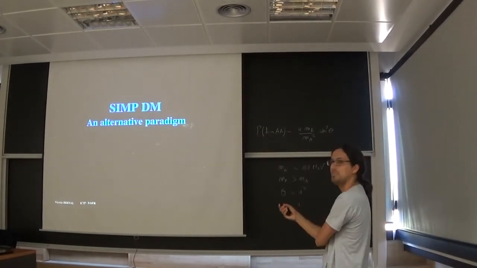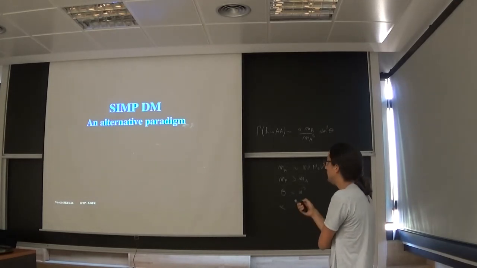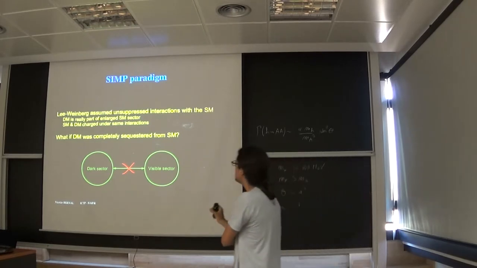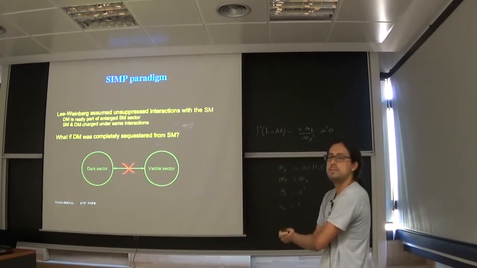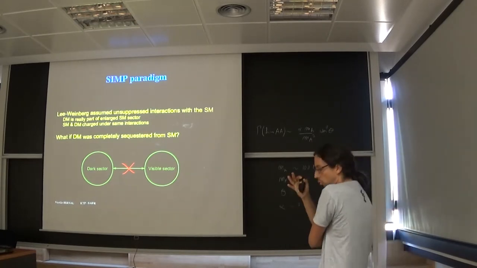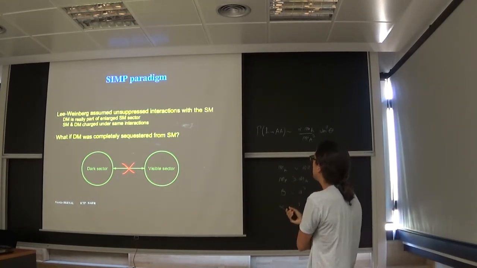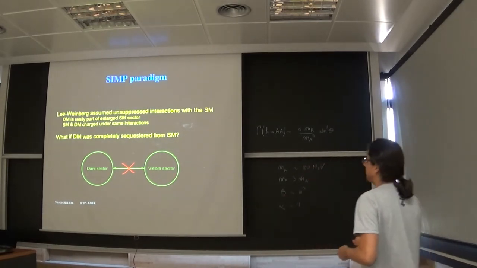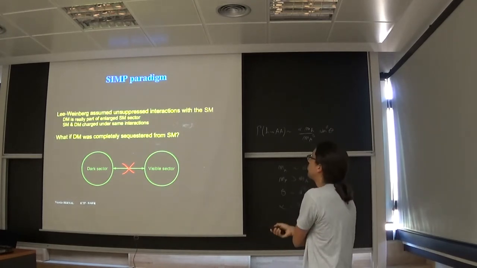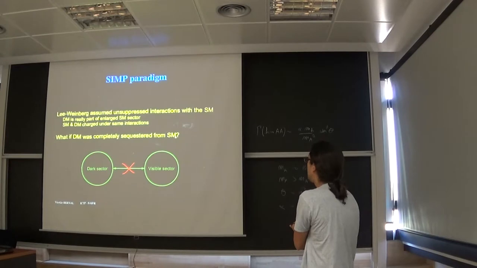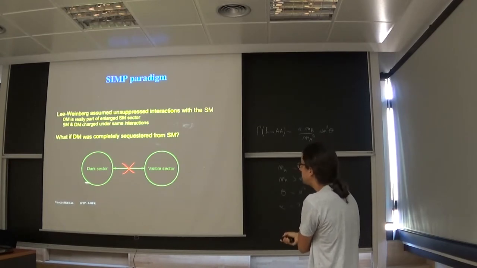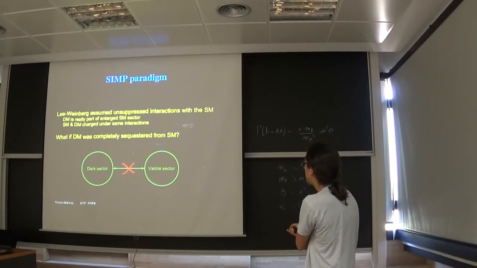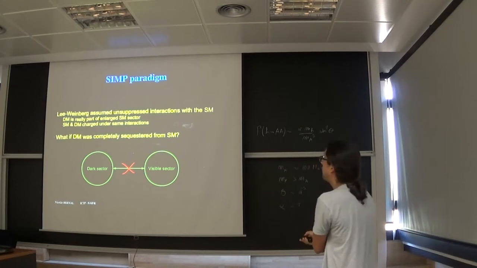Now it's where the second SIMP, SIMP standing for strongly interacting massive particles, enters into the game, and we'll describe it. So the Lee-Weinberg is basically the WIMP miracle. So the WIMPs assume that we have a non-suppressed interaction between the standard model and the dark sector and the dark matter. But what if dark matter was completely sequestered from the standard model? So what if the dark sector is either completely or very feebly coupled to the visible sector, which is basically the case we do have here?